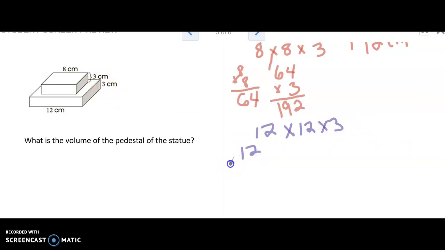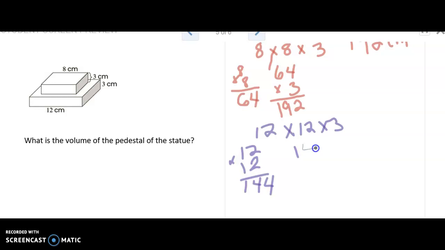12 times 12. I actually know my 12 facts, and I know that 12 times 12 is 144. If you don't know that, you can definitely do it the long way. 2 times 2 is 4. 2 times 1 is 2. Put your 0 in to hold your place. 2 times 1 is 2. 1 times 1 is 1. Going from there, you'll get 144.